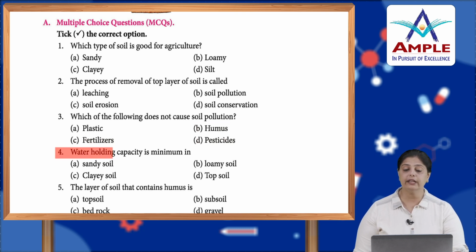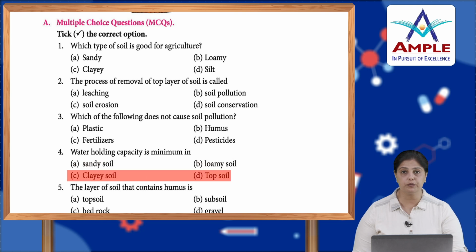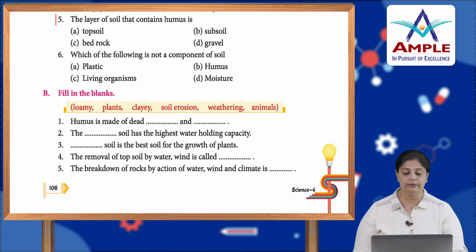Water holding capacity is minimum in sandy soil, loamy soil, clay soil or topsoil? It is in the sandy soil. The layer of soil that contains humus is topsoil, subsoil, bedrock or gravel? It is topsoil. Which of the following is not a component of soil? Plastic, humus, living organisms or moisture? It is plastic. Humus is made up of, fill in the blanks. It is made up of dead animals and plants.